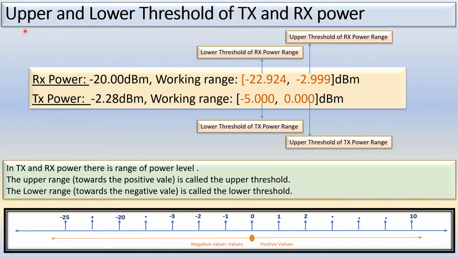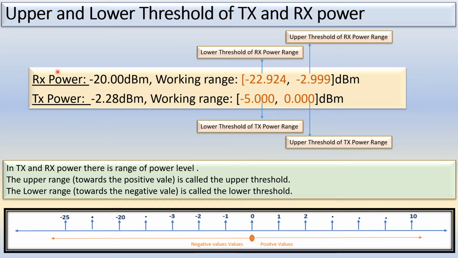First of all, you need to understand the upper and lower thresholds of TX and RX power. Here is the RX power and here is the TX power. The first value shows the actual receive power on this receive port, and this is the working range. There are two values in the working range. The first value on the left is known as the lower threshold of RX power, and the right-hand value is known as the upper threshold of RX power.